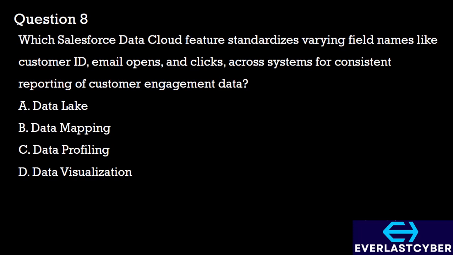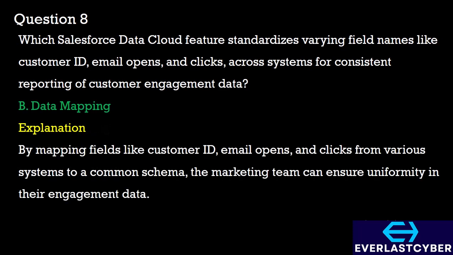In this case, we'll be going with option B. By mapping the fields like customer IDs and email opens from various systems to a common schema, the marketing team can ensure uniformity in their engagement data.